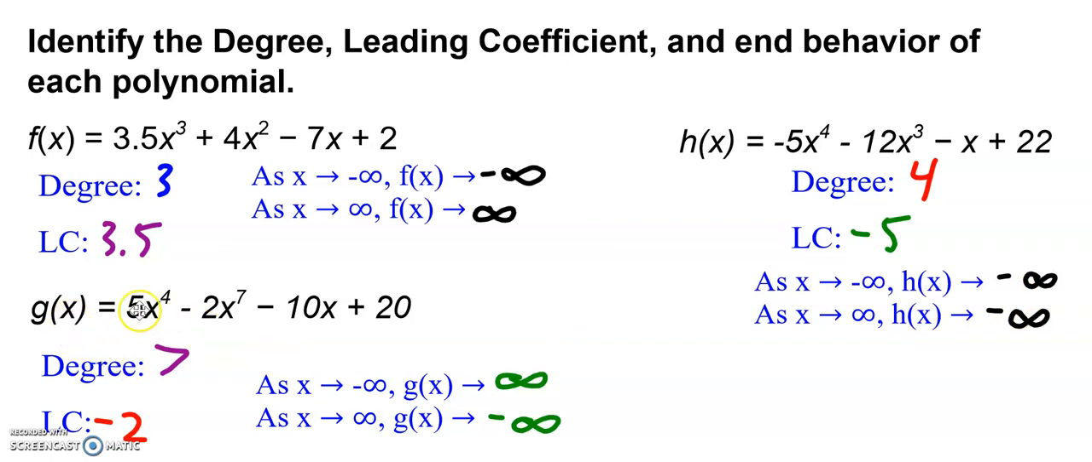And then g of x, this was the tricky one maybe. We want to recognize the degree is 7, and the leading coefficient is negative 2. So this polynomial is not written in standard form, and we still need to make sure we identify what is the accurate degree, and then the leading coefficient is the number in front of that term. So the degree is odd, leading coefficient's negative, so we're going to go up left, down right, or as x goes to negative infinity, g of x goes to positive infinity. As x goes to positive infinity, g of x goes to negative infinity.